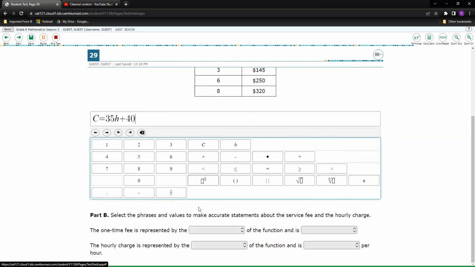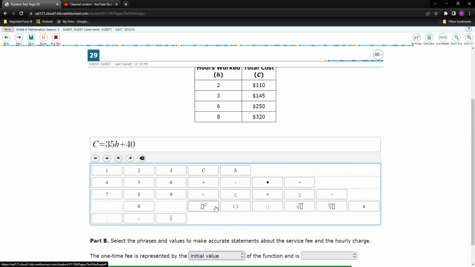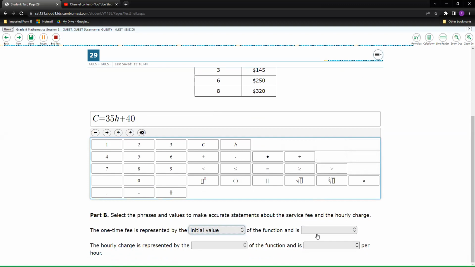The one-time fee is represented by the initial value. They usually charge you upfront, so the function's initial value is 40. The hourly change is the rate of change, and the slope of the function is $35 per hour.